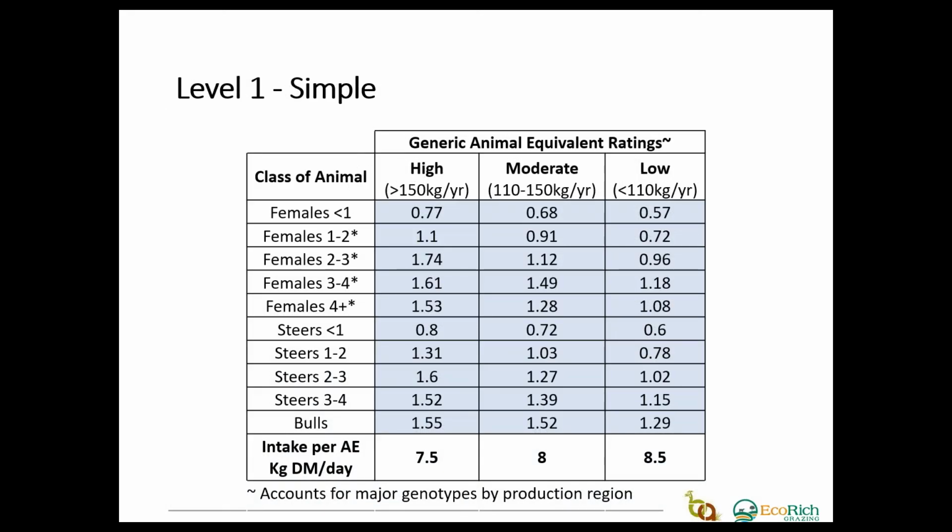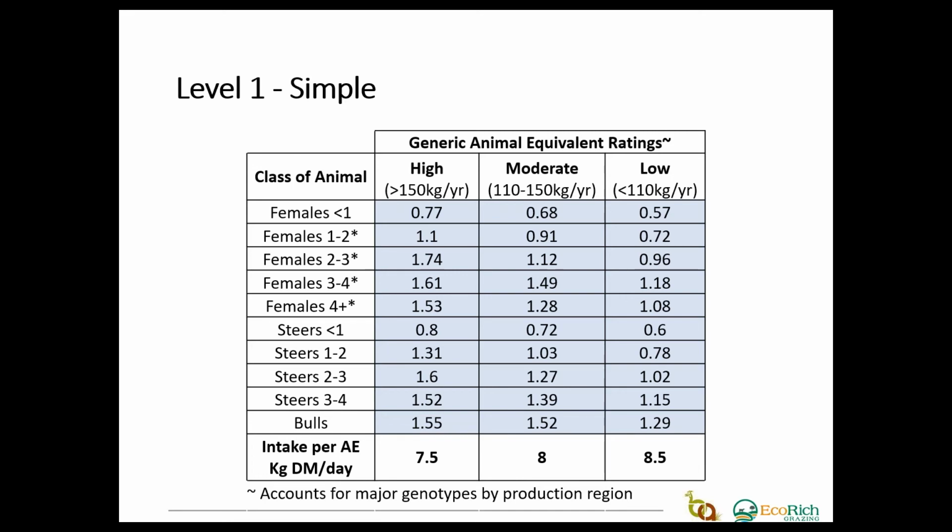So this shows those generic AE ratings, sorry, by those productivity zones: high, moderate and low, based on the annual live weight gain of steers. So we've got females there, what the AE rating of each of them is. The asterisk has just dropped off the page. What that refers to is that the calf is included to weaning. So obviously all the pregnancy and lactation is included there, but what the calf forages for him or herself until weaning is included with the breeder count there.